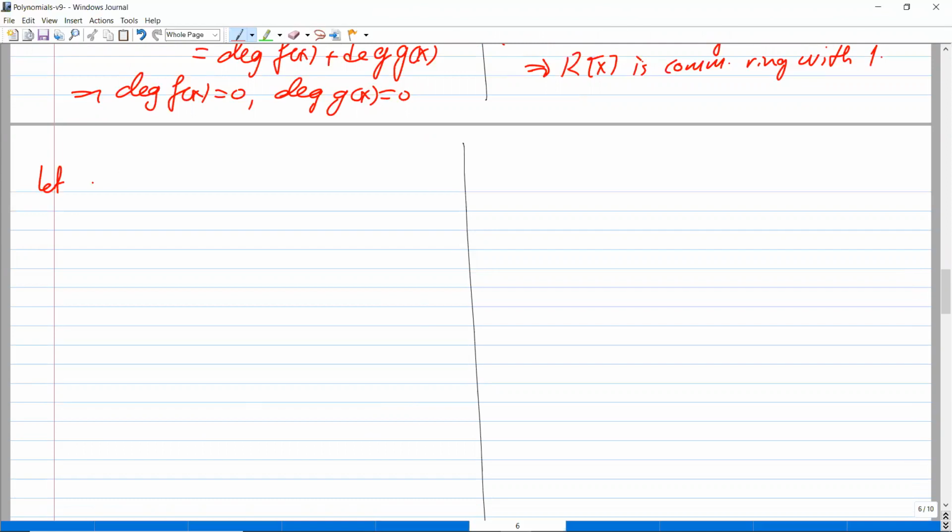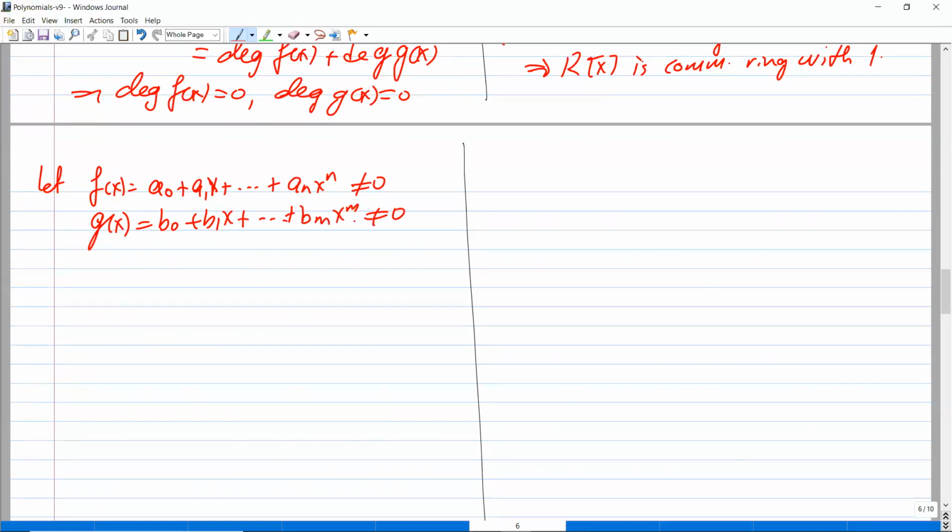So let f of x be a0 plus a1 x plus, there must be three dots, an x to the n. Suppose that this is not 0, and g of x is b0 plus b1 x plus bm x to the m. Suppose that this is not 0, so that an is not 0 and bm is not 0.